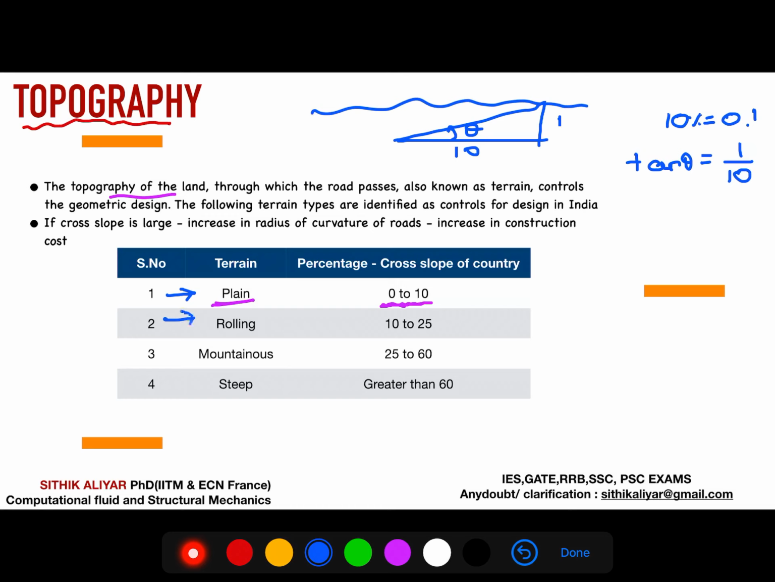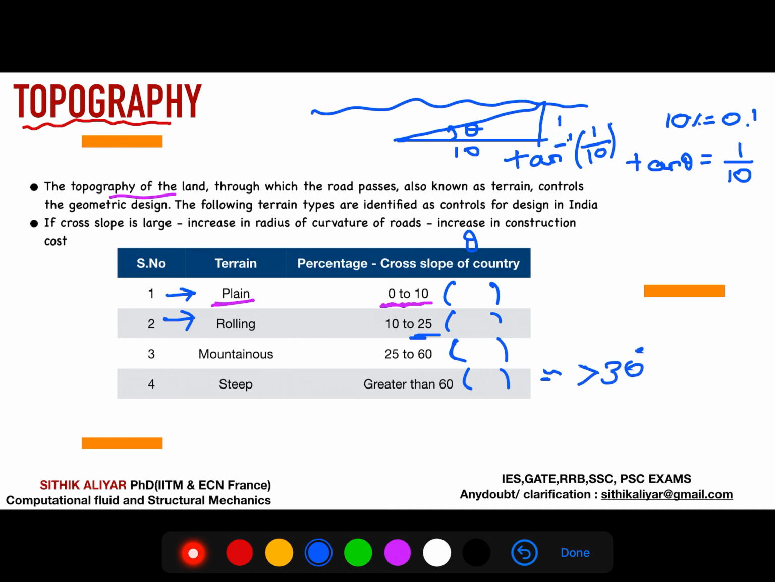Rolling roads will be up to 25% slope. You can even find the theta here, and then you can fill the theta values here, so that it is easy for you to memorize. You just find the tan inverse of this value. Tan inverse of 1 by 10 will give you the theta for this value. And similarly you can find the tan inverse of 25% slope, tan inverse of 60% slope. Okay, so based on this, I think you can calculate approximately yourself.